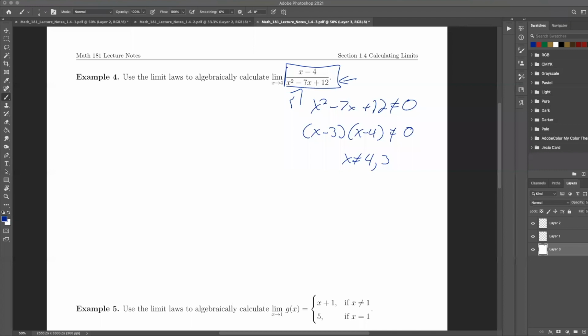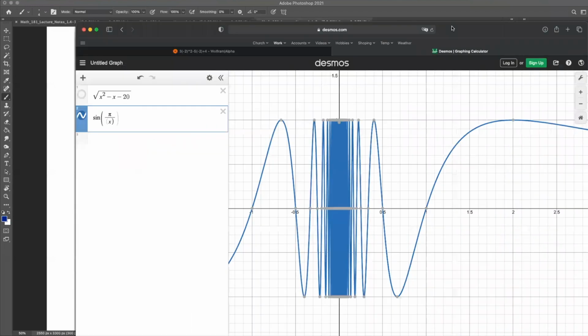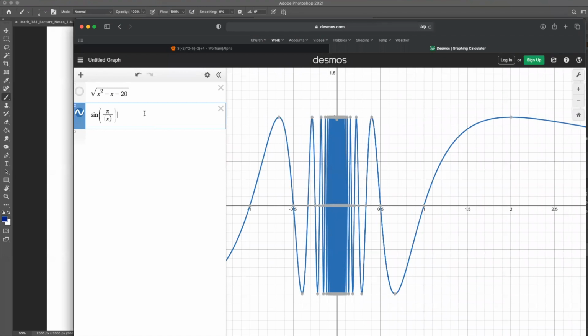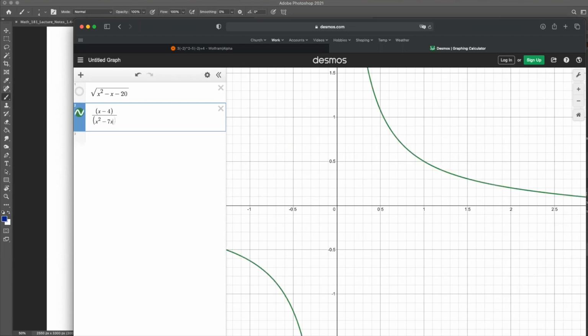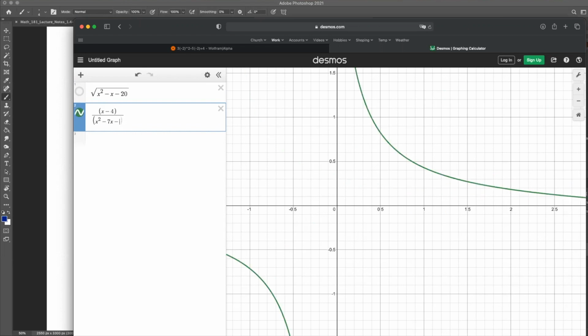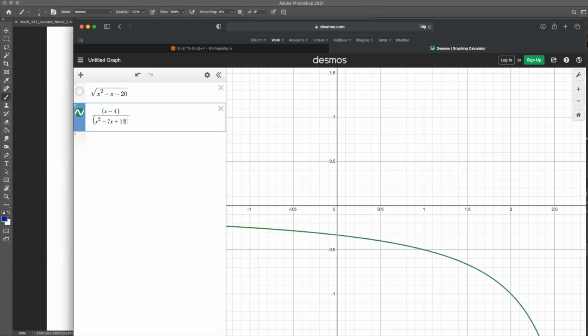And let's graph this super fast, because we have a little bit of time, and I do want to graph this. So let's graph x minus 4 divided by the quantity x squared minus 7x plus 12. All right.